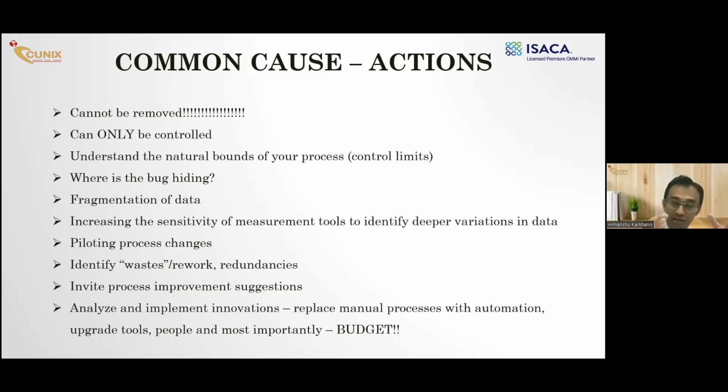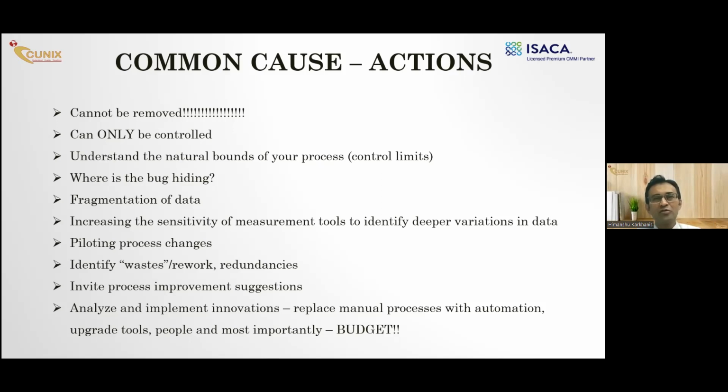You can look at areas where there are wastes. There are methods to identify the wastes or redundancies also. Invite suggestions from people that you work with or who are the stakeholders of that process. Sometimes, people can come up with really bright ideas. Okay. They can tell you about some innovations.